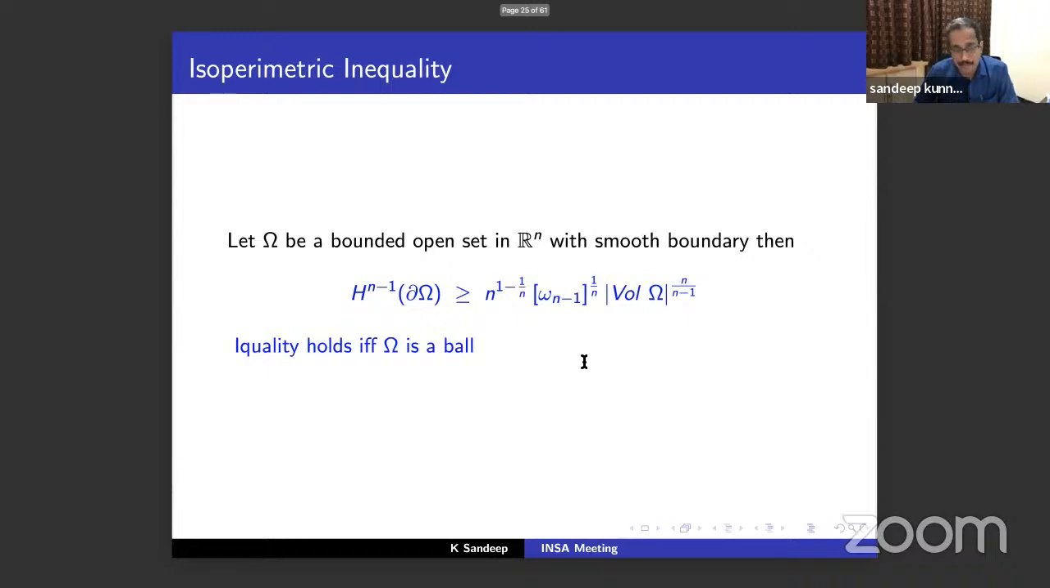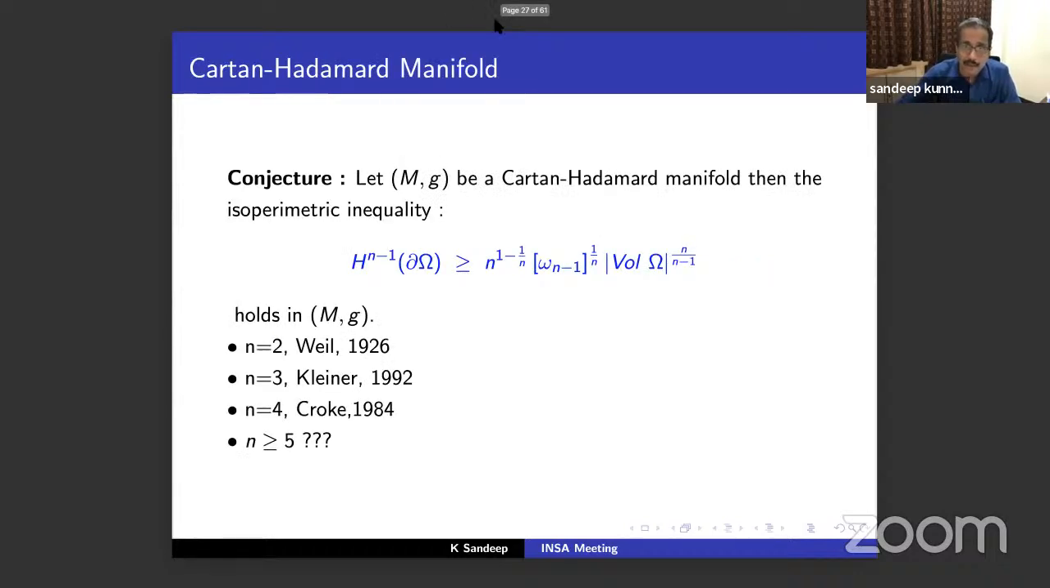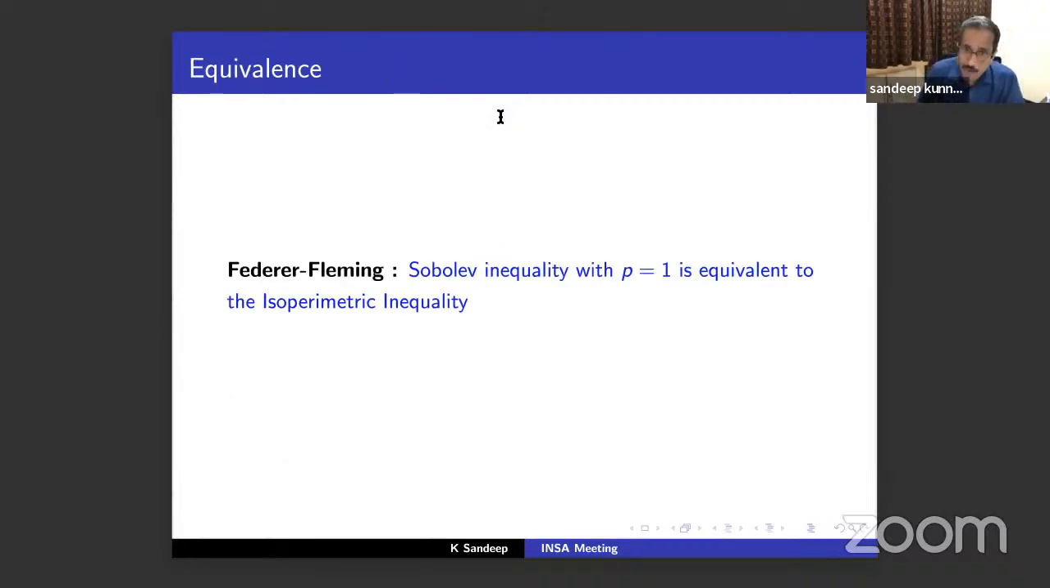In fact, it was Federer and Fleming who proved that these two problems are equivalent. They proved that the Sobolev inequality with p equal to 1 is equivalent to the isoperimetric inequality. One is an analytic inequality, the other a geometric inequality. In other words, if you prove the Sobolev inequality with the best constant, that immediately gives you the geometric inequality, and if you prove the geometric inequality, from there you can prove the analytic inequality. The crucial tool used is the coarea formula from geometric measure theory. So this is the case of the inequality when p is equal to 1.